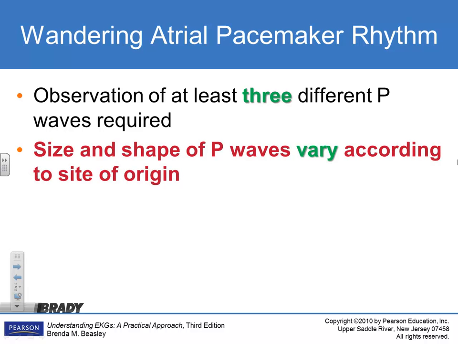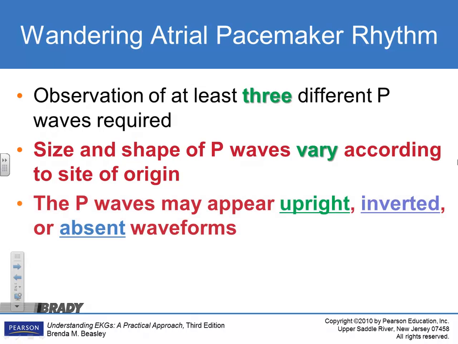And the shape and size of the P wave is going to vary based on how far it is from the SA node, how close it is to the AV node, that sort of thing. Because we don't really identify that. We just identify that they've got different shapes. The P waves can come in just about any fashion. They can be inverted. They can be upright. You could actually have a case where you can't see the P wave. But if you look at all the rest of your rhythm, you've got sinus rhythm with different P waves.